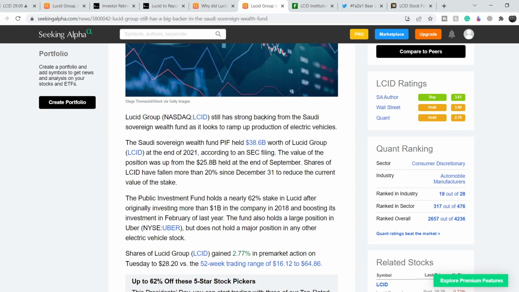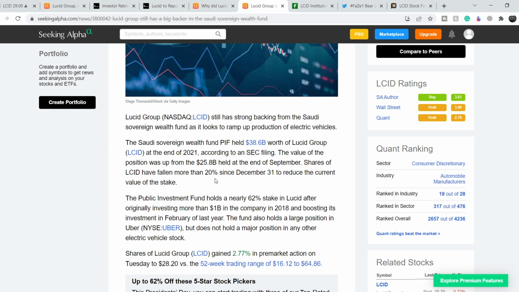Lucid Group still has strong backing from the Saudi Sovereign Wealth Fund as it looks to ramp up production of electric vehicles. The Saudi Sovereign Wealth Fund, PIF, held $38.6 billion worth of Lucid Group at the end of 2021, according to an SEC filing. The value of the position was up from the $25.8 billion held at the end of September. Shares of LCID have fallen more than 20% since December 31st, reducing the current value of the stake.